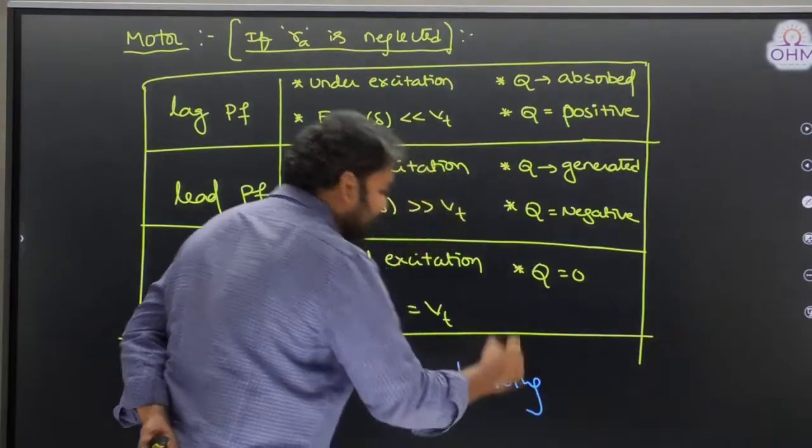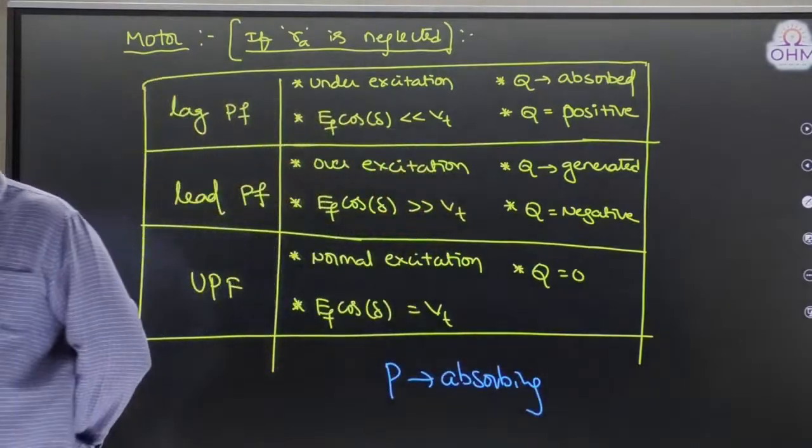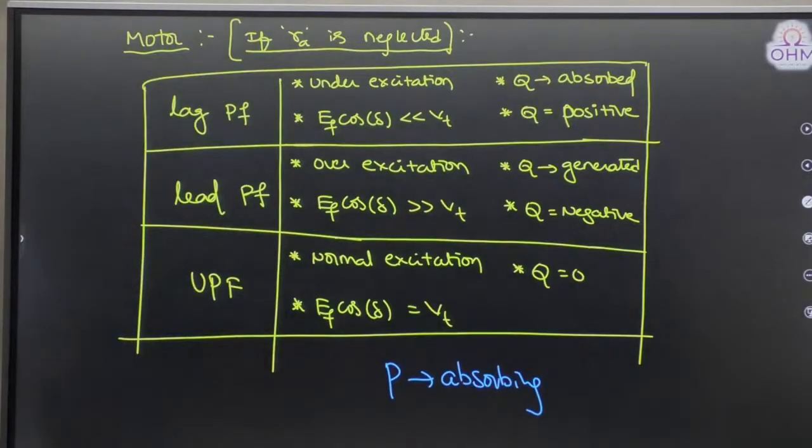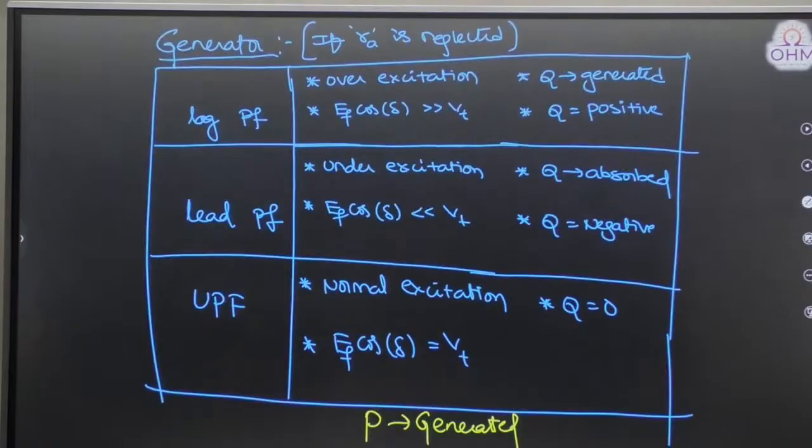Because what is the purpose of a motor? A motor converts electrical power to mechanical power. That means the motor will draw electrical power, that is nothing but active power, and it will deliver mechanical power to the load. Understand? Got it? So once again, look at the generator cases: lagging power factor, leading power factor, and unity power factor. Take a screenshot, keep this image with you. It will be easy for you to revise.